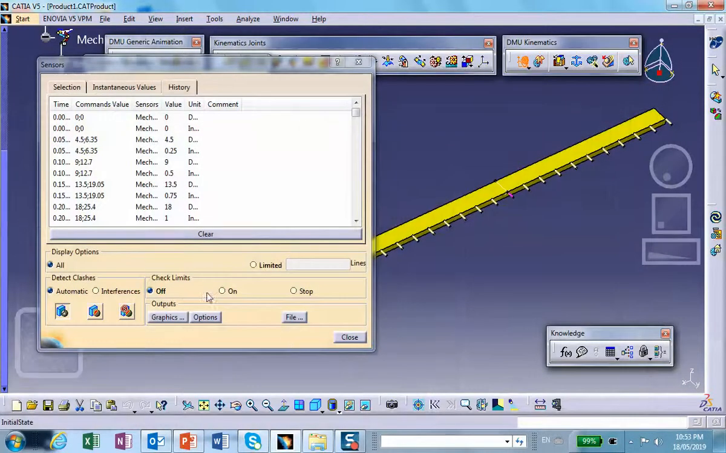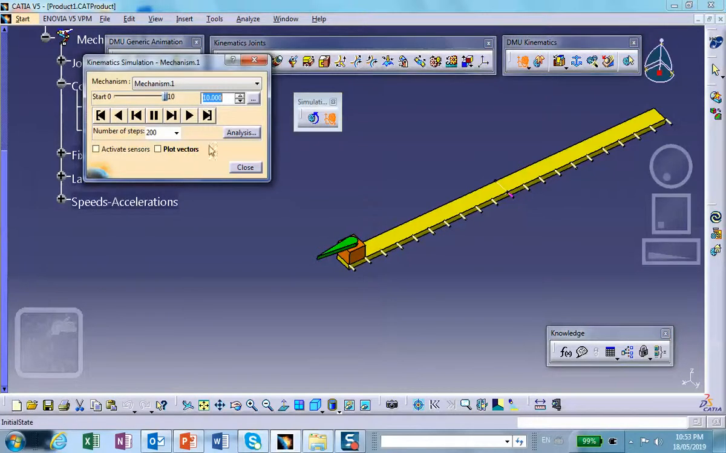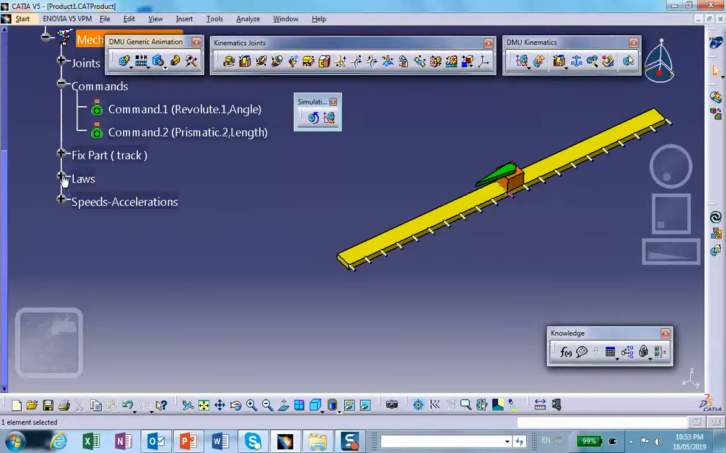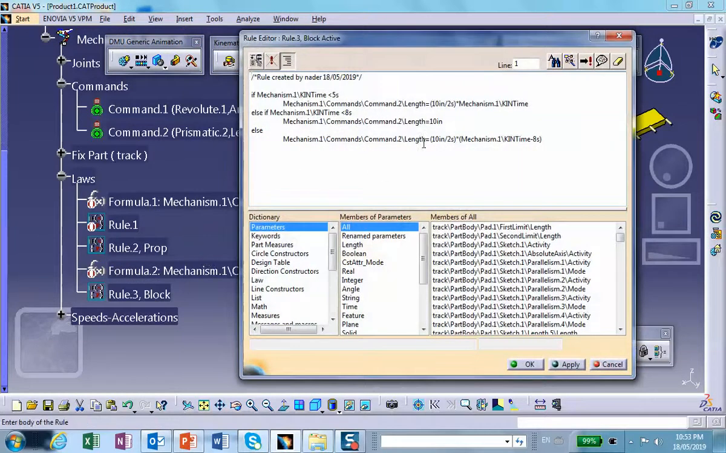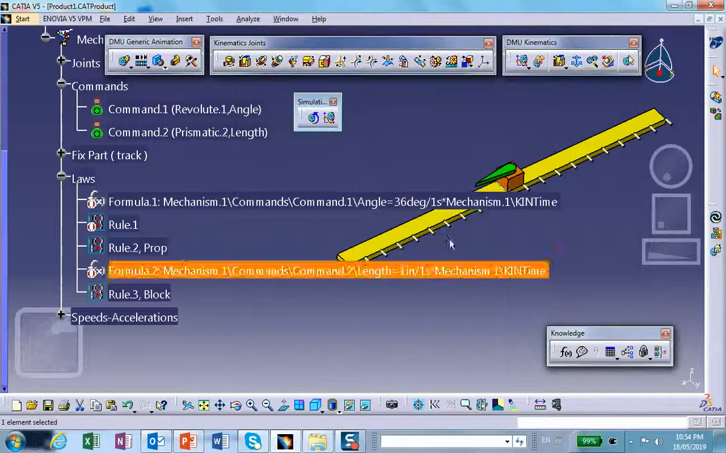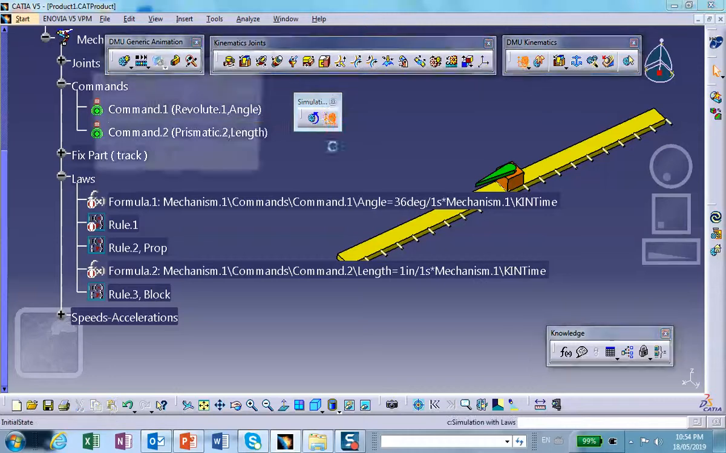So close this, rewind, go to that rule for the block. One problem that I see is right here. This one should have been 10 plus 10 inches. Oops, 10 inches plus that. And I hope there are no other error messages. There are no other issues here. This may be okay. So save everything. Okay. Simulation with laws. Activate sensor.